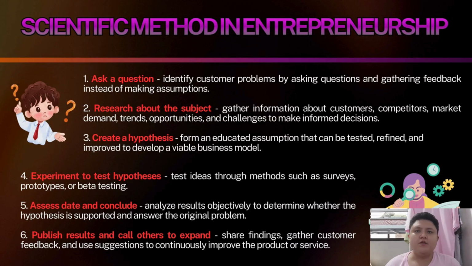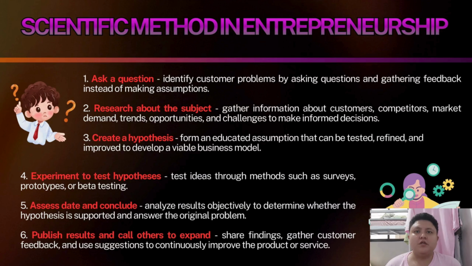The scientific method provides a systematic process for developing and improving business ideas. So, how does this method work? First is asking a question. The entrepreneur starts by identifying a customer problem or need. For example, why do students struggle to find affordable printing services near the campus?